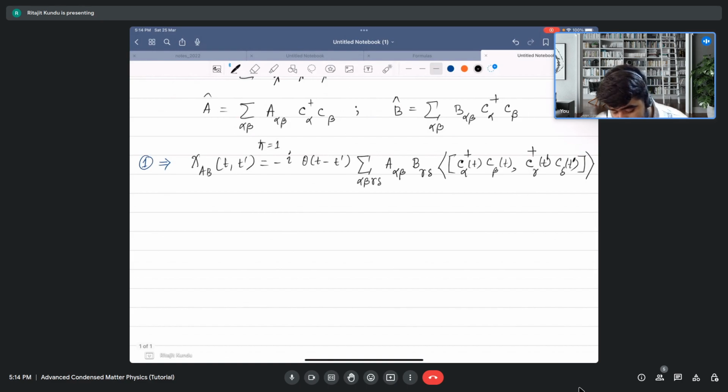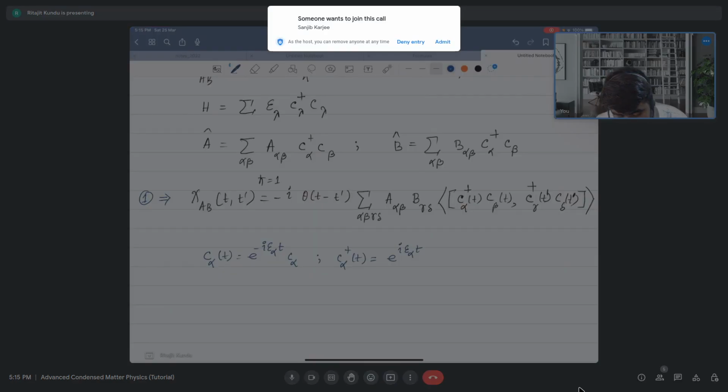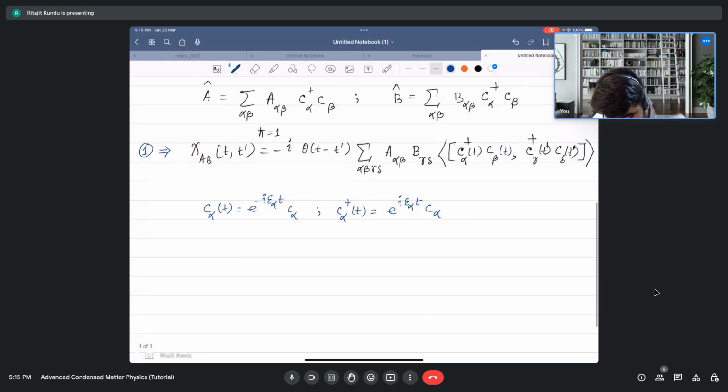But before that, you notice something interesting: these C's are actually the eigenbasis of the Hamiltonian. In that case the time dependence of those C's is well known. If you remember, the time dependence is given by something like this: e to the power minus i epsilon alpha t, for the alpha-th quantum number or alpha-th state, with C alpha, and similarly C alpha dagger of t, the Hermitian conjugate, is given in terms of e to the power i epsilon alpha t and C alpha dagger. So now we can extract out the time dependence and simplify things a little bit. Let me just box it.